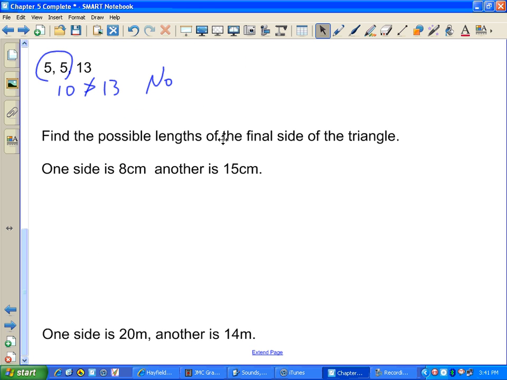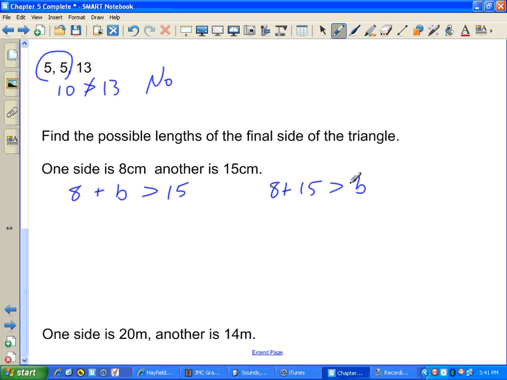So we can use this to help us find possible lengths of a third side. So if we only know 2 lengths of a triangle and we want to know the possibilities for that third side, there's 2 cases here. So right now I know one side is 8 centimeters and one is 15. That third side could either be one of these smaller sides, okay, which would mean that 8 plus the missing side, we'll call it B, would have to be bigger than 15. Or the missing side could be the largest side, in which case 8 plus 15 would have to be larger than that large side.